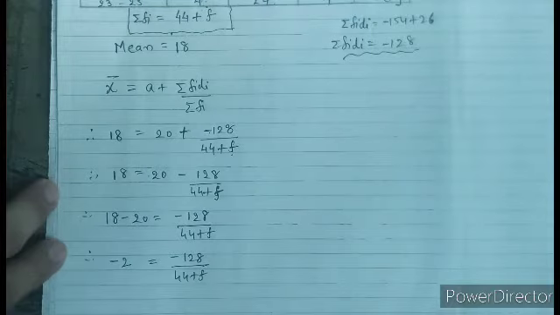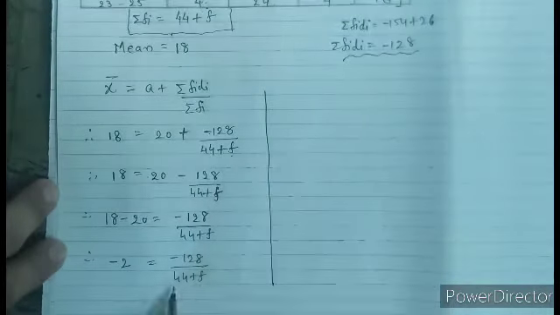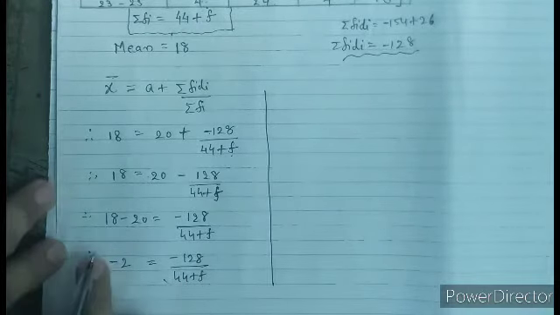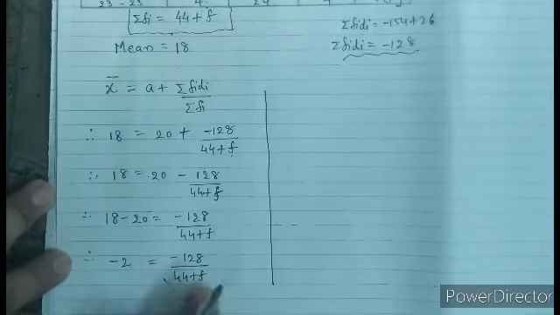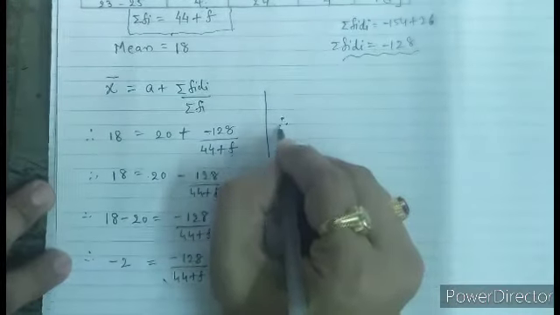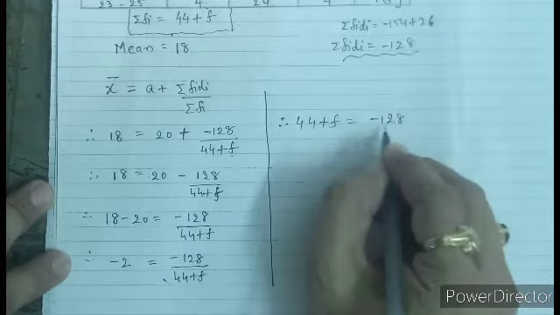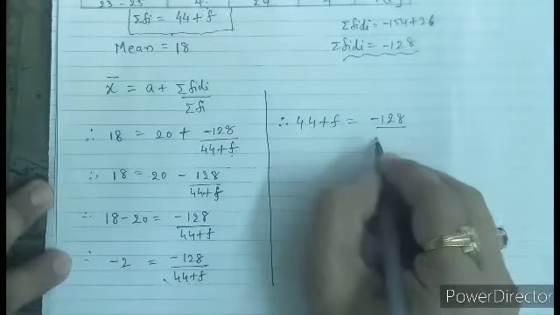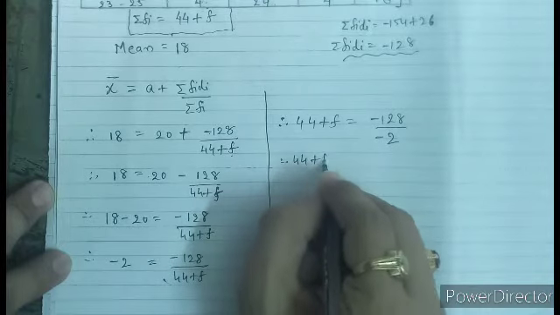Now we want to get the value of f. I'm doing the calculation on the other side. 44 plus f is here in the denominator. If I send it to the other side, it will go to the numerator. And this minus 2 will go to the denominator on the other side. So further calculation: 44 plus f equals minus 128 divided by minus 2, as the minus 2 comes to the denominator.